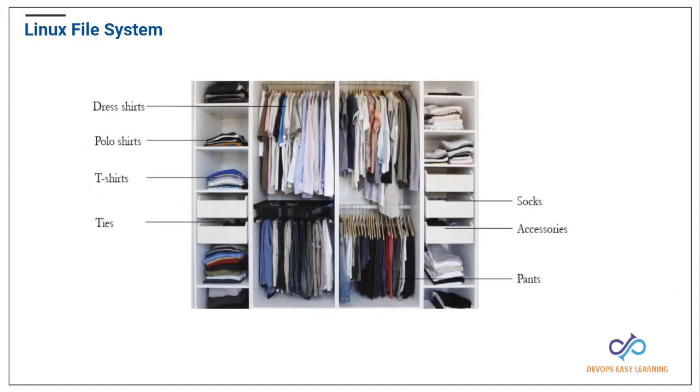As you can see here, we have a place where we can put pants, a place where we can put t-shirts, a place where we can put shirts, and so on, right? This one is well organized. I have a place for ties, I have a place for dress shirts, I have pens, I have everything well organized here. The same thing also applies with Linux, right?